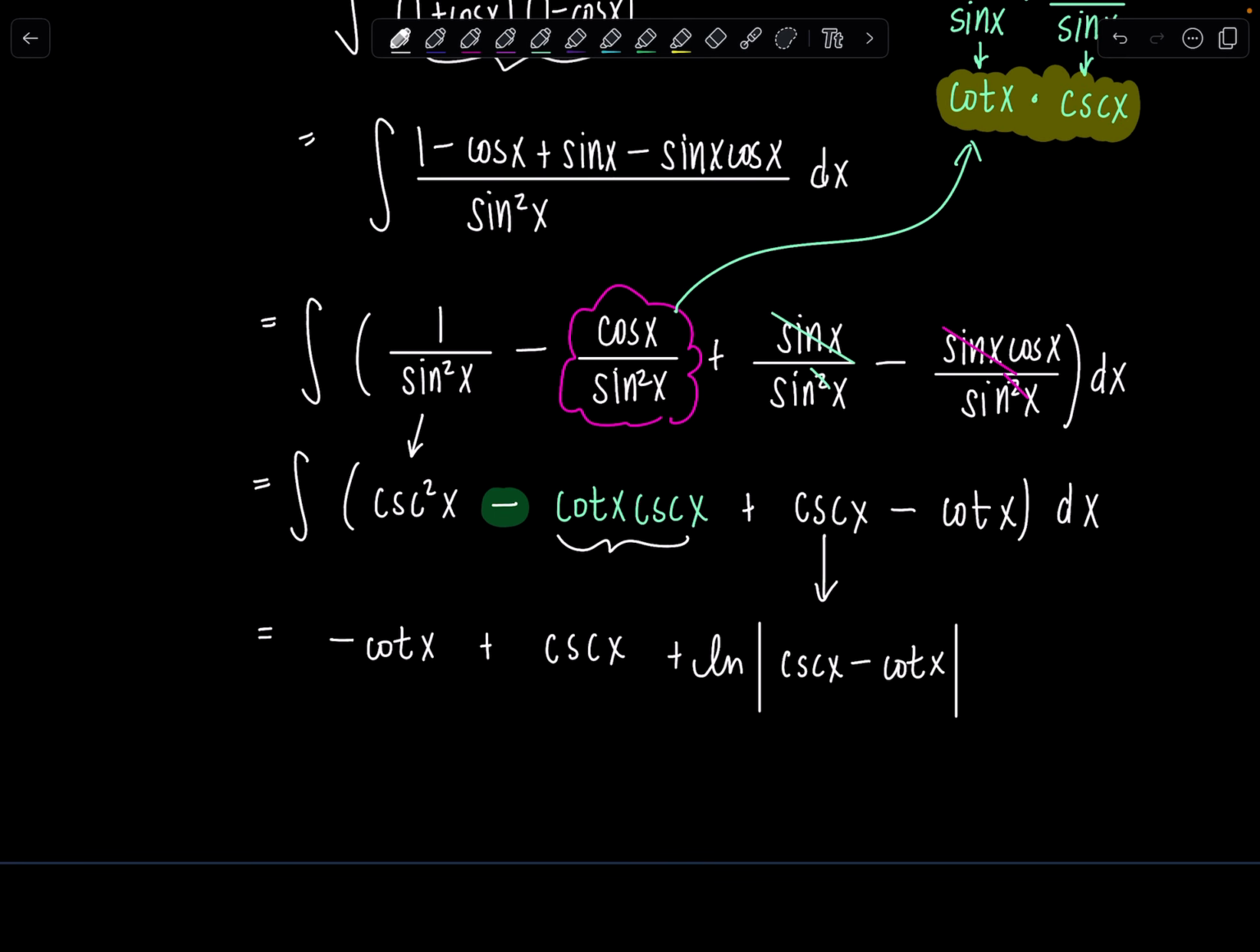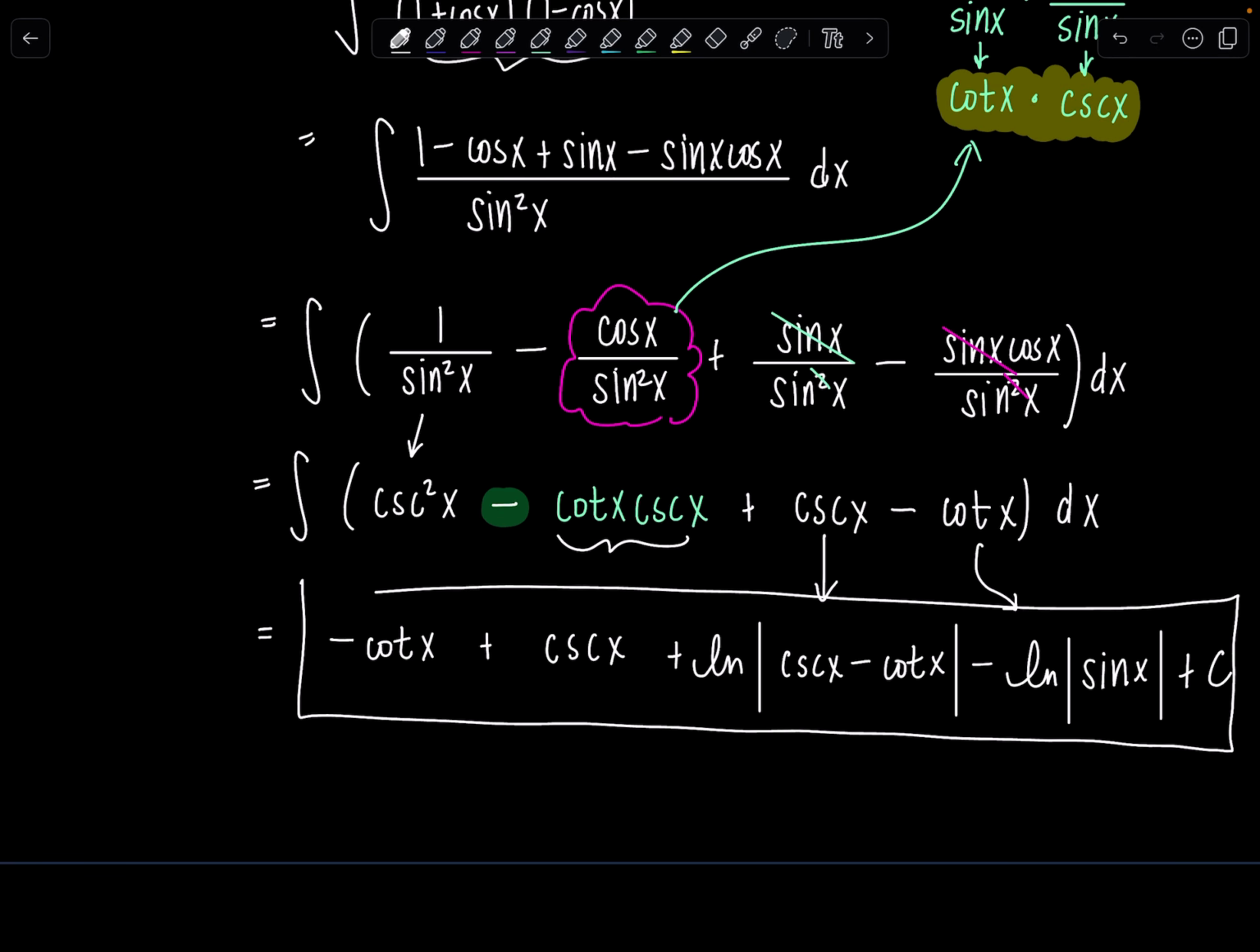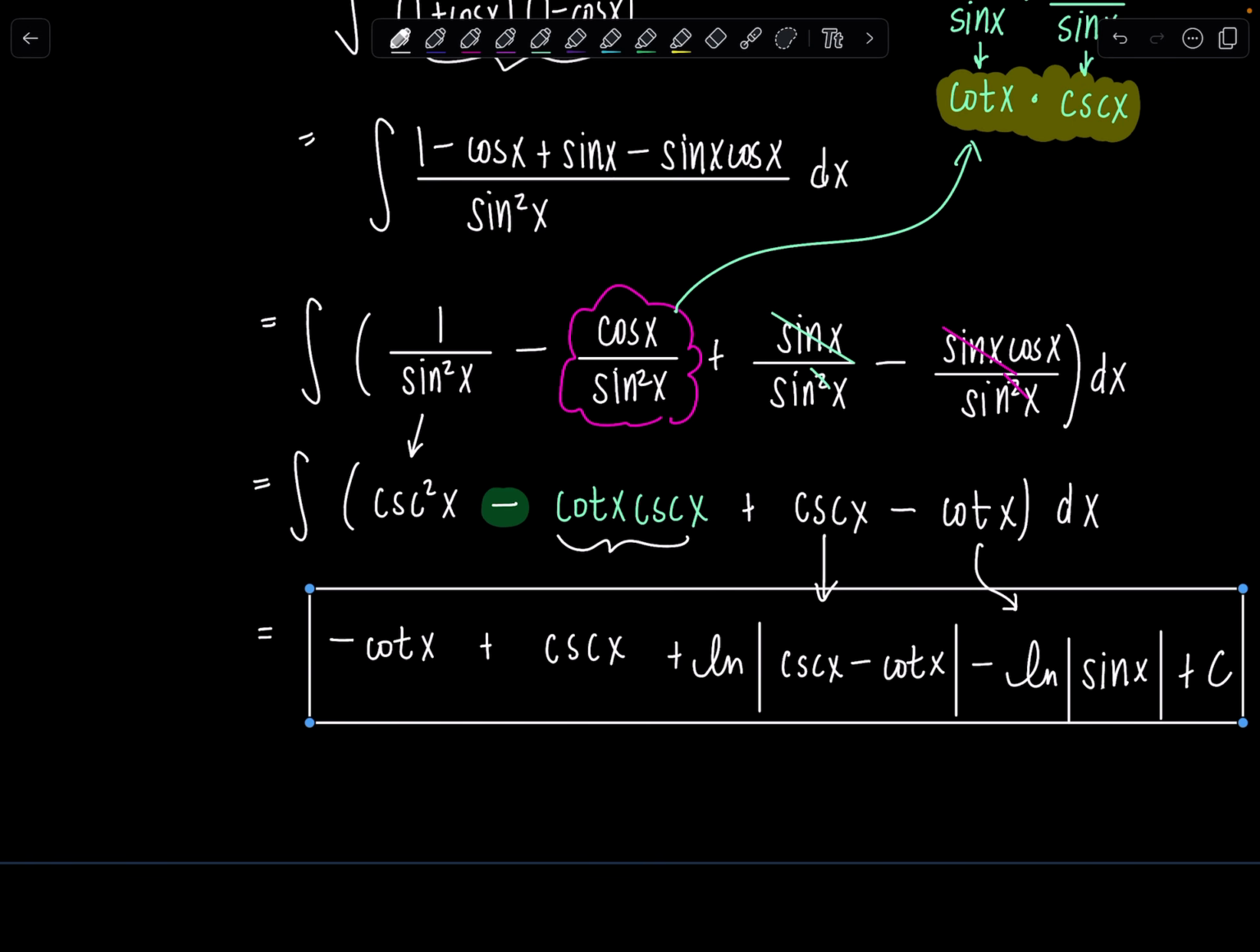There's another version we'll discuss in a minute. Last term, antiderivative of cotangent x, it's natural log absolute value sine x. Sine stays the same. Natural log absolute value sine x, and then don't forget plus c. Good? That's it. That's the grand finale.